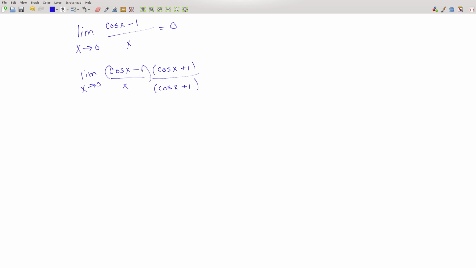When we multiply the numerators together, we will get the cosine of x times the cosine of x is the cosine squared x. The cosine of x times 1 is the cosine of x. Negative 1 times the cosine of x is negative cosine of x, so those will cancel. Negative 1 times 1 is negative 1. There's our numerator. The denominators, I will just bring them together: x times the quantity cosine of x plus 1. So far, so good. Here's what we have now. We have the limit as x goes to 0 of (cosine squared x minus 1) over x times the quantity cosine of x plus 1.